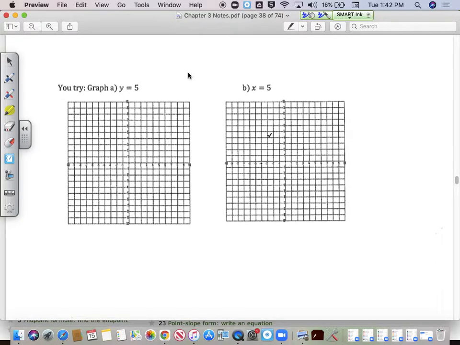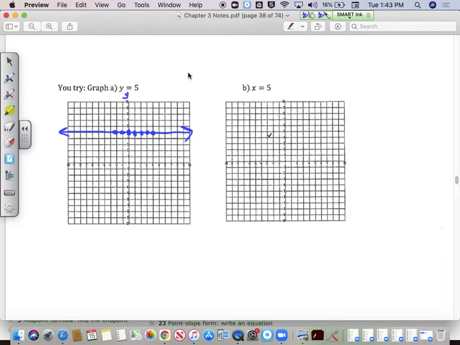So for graph A, y equals 5 means go to the y-axis and plot a point at 5. Well, y equals 5 means that no matter what, we want 5 to be the y-coordinate of our graph. All of these points here, this is (1, 5), (2, 5), (3, 5), (4, 5), (-1, 5), and so on. All of these points have 5 as its y-coordinate, which creates this horizontal line like that. So y equals 5 looks like that horizontal line. You don't need all of those points. I'm just showing you what it would look like.